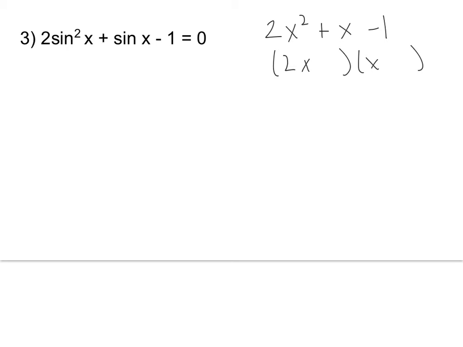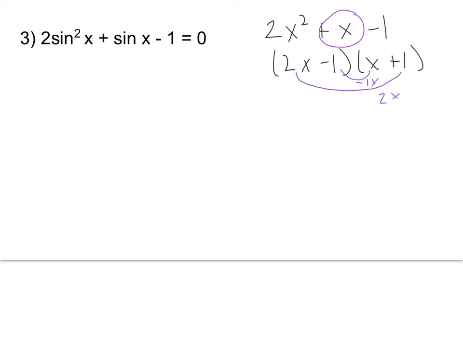You have to decide where should my negative 1 go, where should my positive 1 go. I'm going to put my positive 1 here and negative 1 here. You can guess and check if you want. Check your outsides. This gives you a 2x. Inside gives me a negative 1x. So add them together, I do get a positive x.